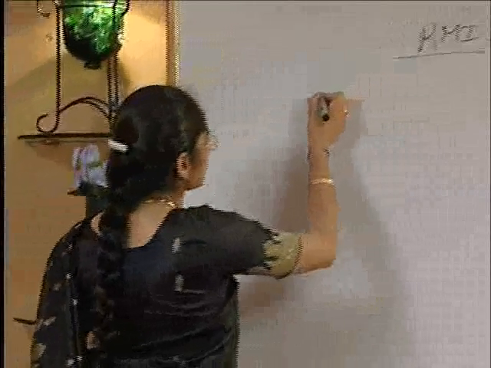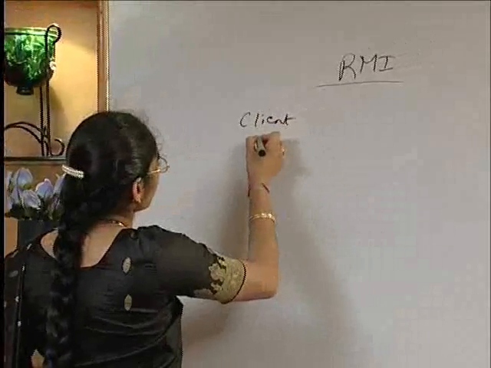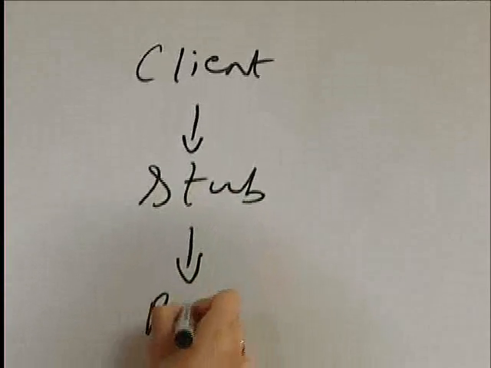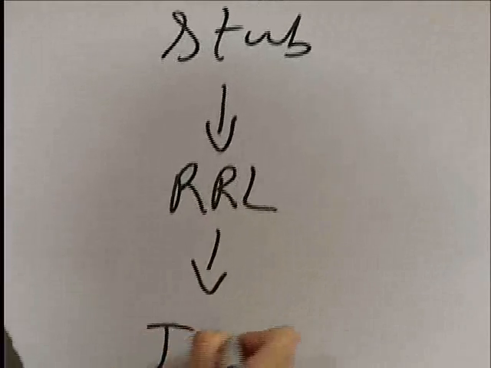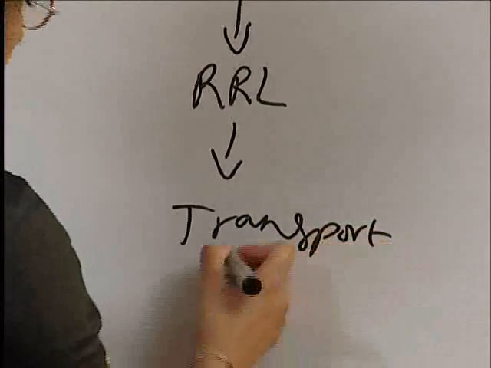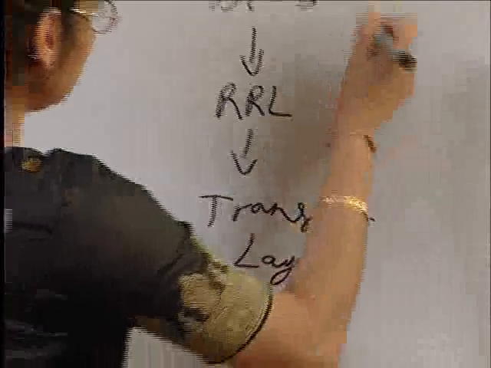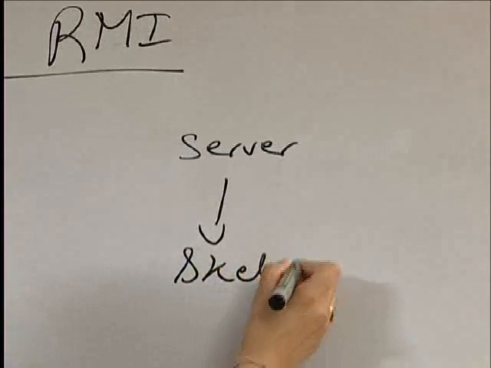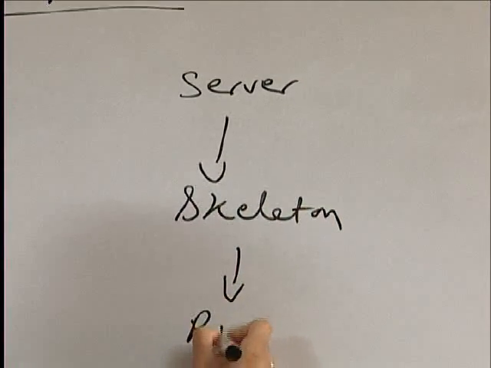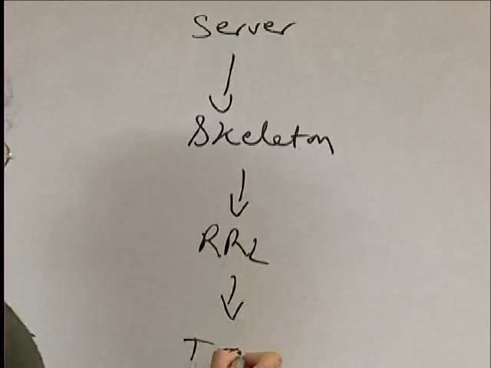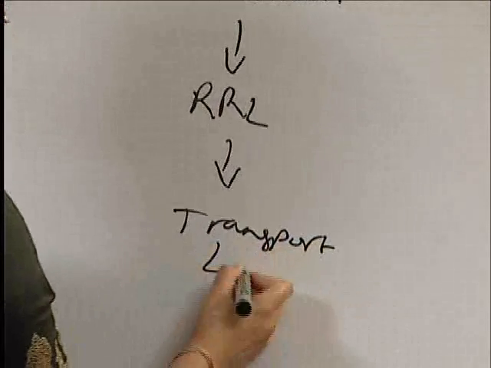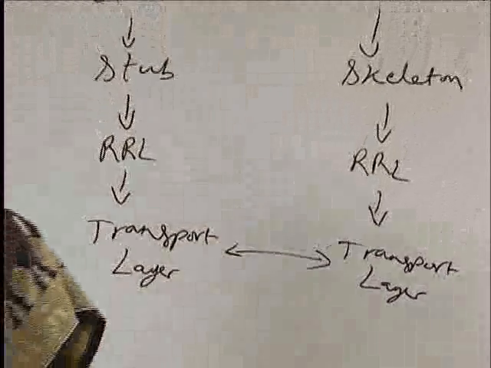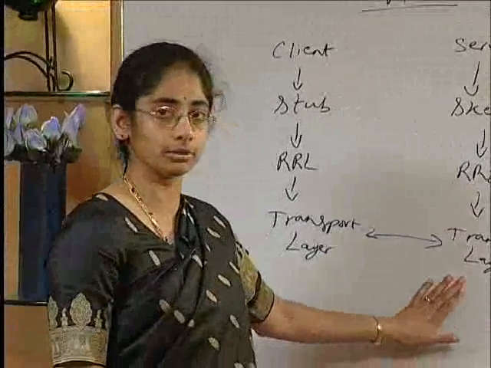So, the architecture goes like this. On the client side, we have what is known as a stub, the RRL, and the transport layer. On the server side, we have the skeleton, the RRL, and the transport layer. The transport layer is responsible for keeping the connection between the client and the server.